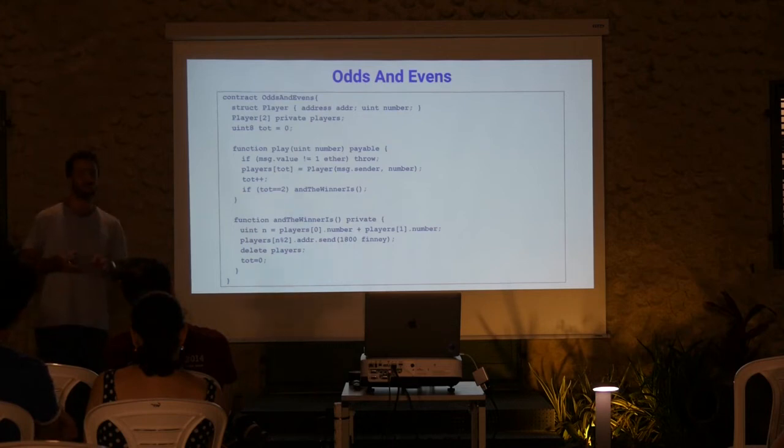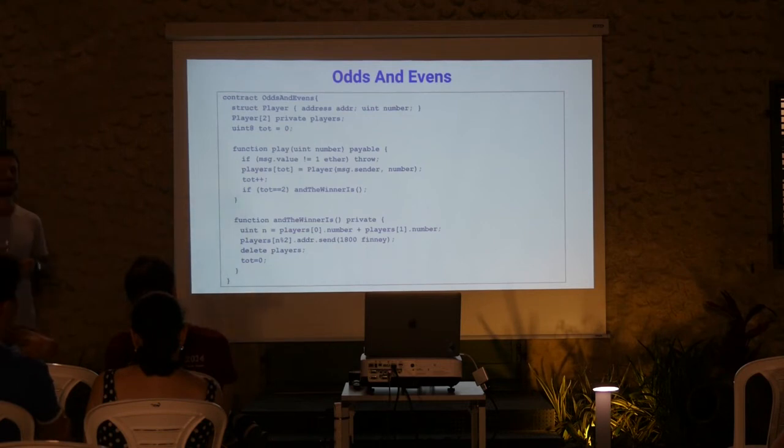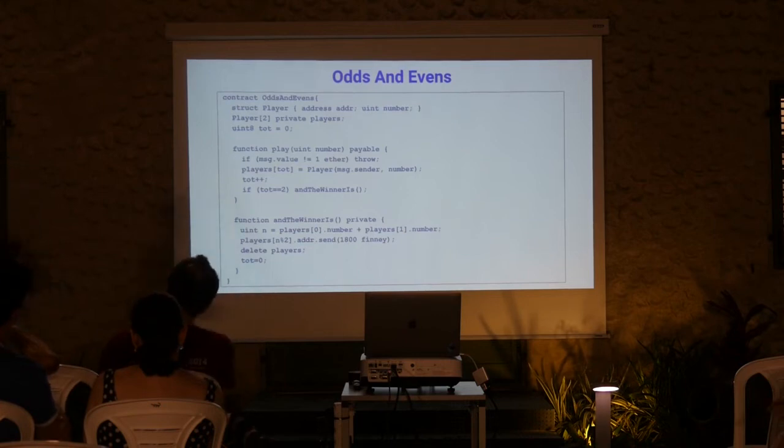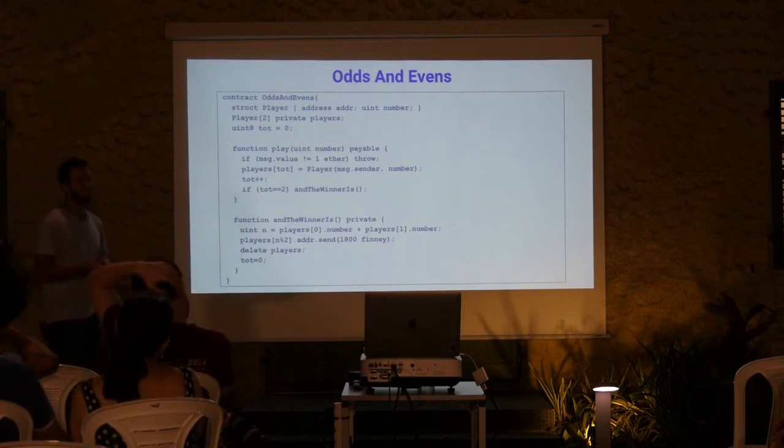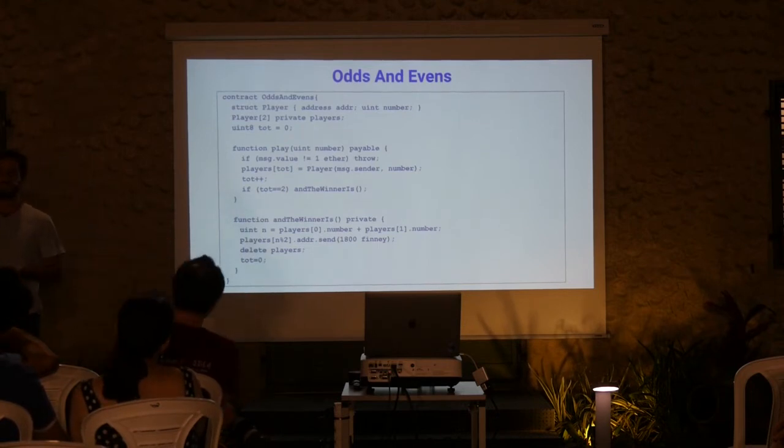So does anyone here see the problem? Yeah. Again, there's no privacy. Exactly. As we saw before, there are no secrets in the blockchain, in Ethereum. And although we declare the players array to be private, it doesn't mean that one can't calculate it by himself and see the last transaction and pick a number to make him win.